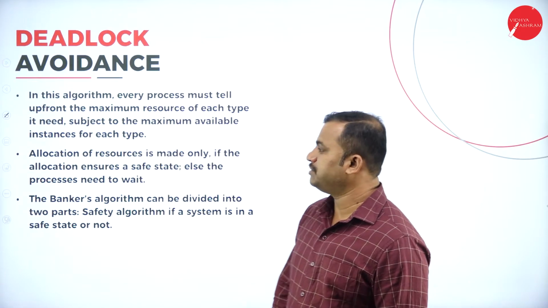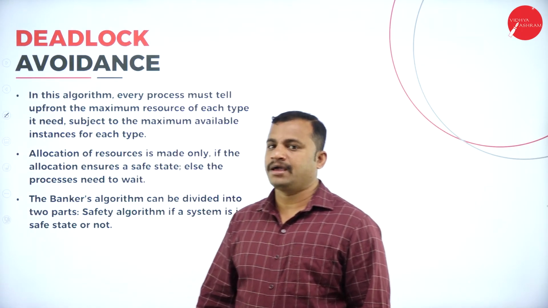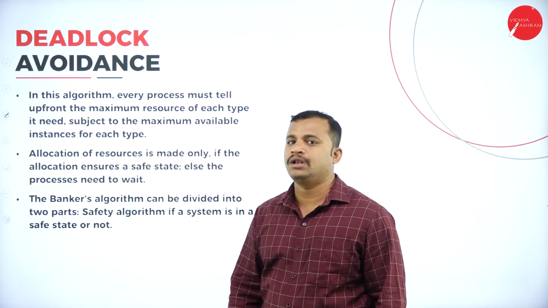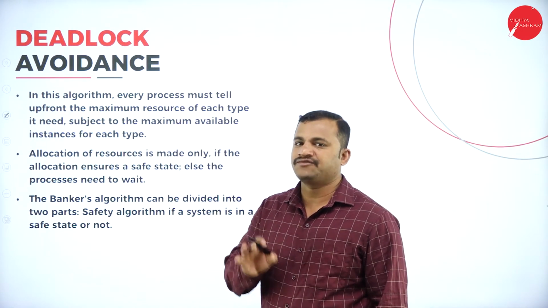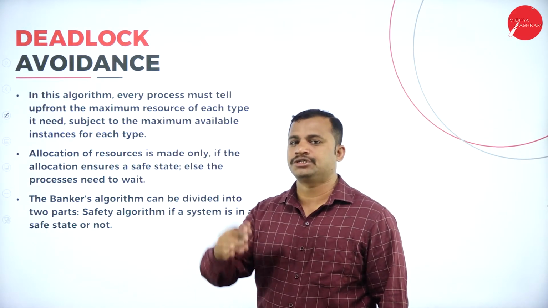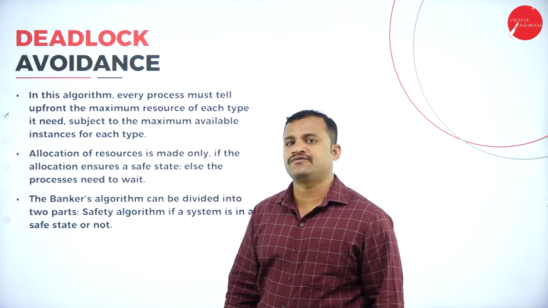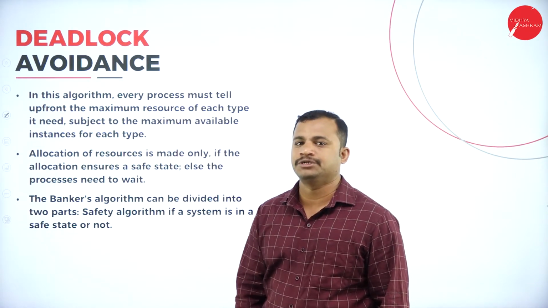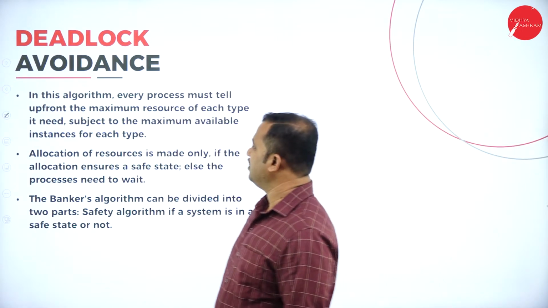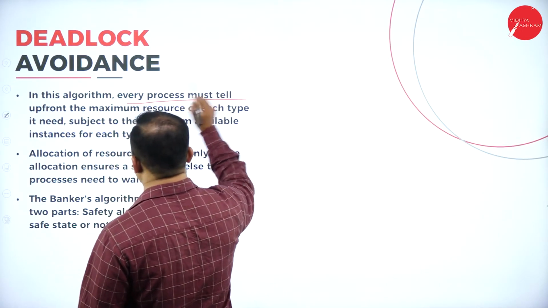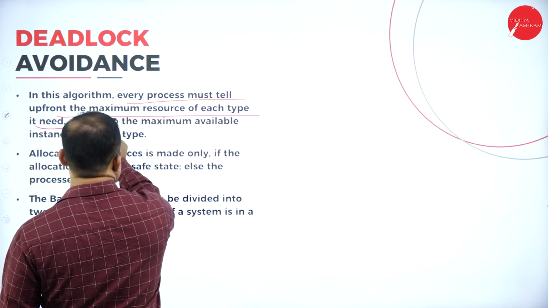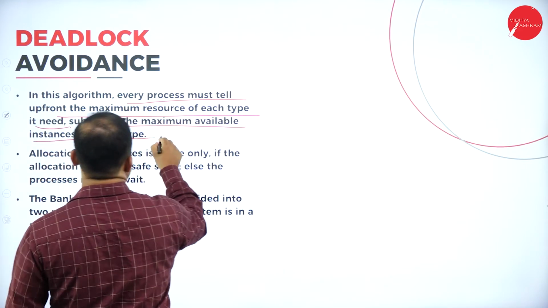When there is a possibility of deadlock, we use Banker's algorithm to check whether the assignment of resources to the process will leave the system in a safe state or not. If it leads to a safe state, we will grant permission to the process to make use of the resources. Otherwise, we won't grant permission. In this algorithm, every process must tell upfront the maximum resources of each type it needs, subject to the maximum available instances of each type.